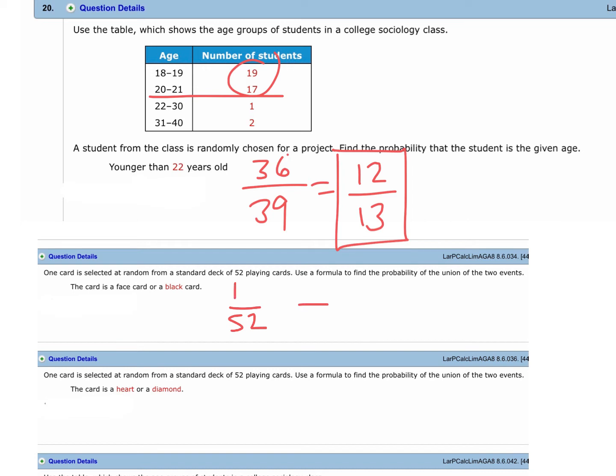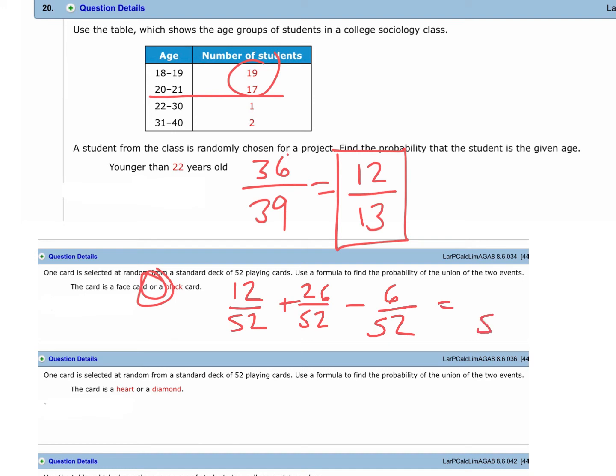12. And then how many black cards do we have? 26. Do any face cards or black cards overlap? Yes. How many? 6. We have 6 face cards that are black cards. We have to subtract the overlapping. And it says or, so does that mean we're multiplying or we're adding? Adding.